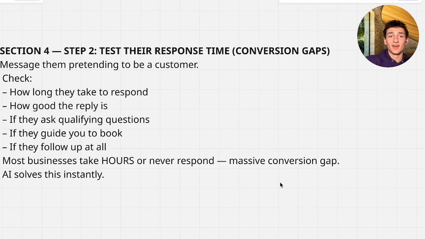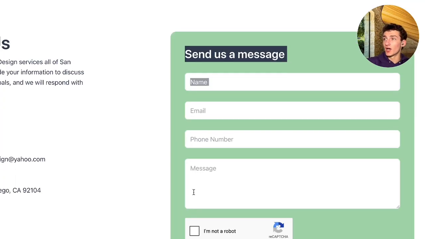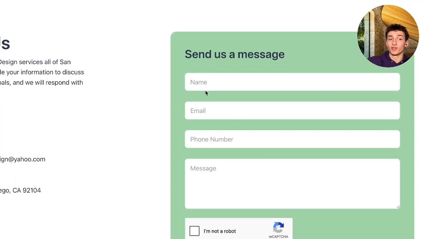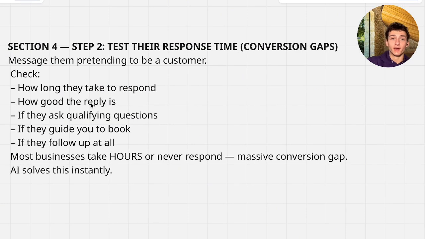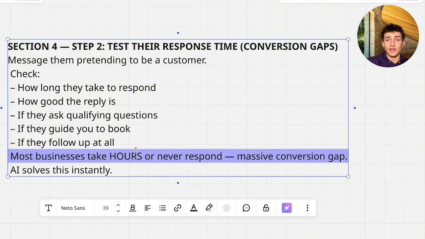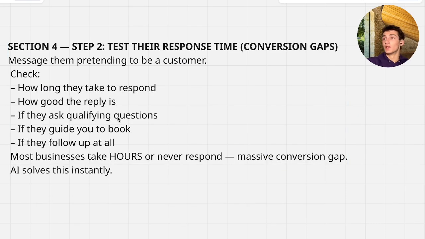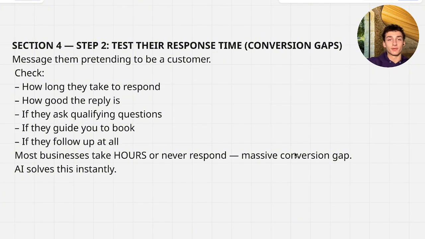All right, step 2 is to test the response time. You're going to do this by messaging them and pretending to be a customer. So fill something like this out on the website of the business that you're outreaching to, and see how long it takes them to respond. See how long they take to respond, how good the reply is, if they ask qualifying questions, if they guide you to book, and if they follow up or even respond at all. Most businesses take hours, days, or never even respond. Obviously a massive conversion gap here. AI can solve this instantly. So that's an example of a gap that you could spot in terms of conversion gaps.